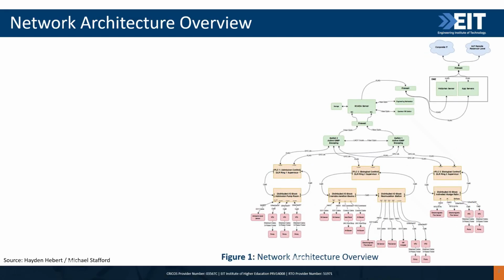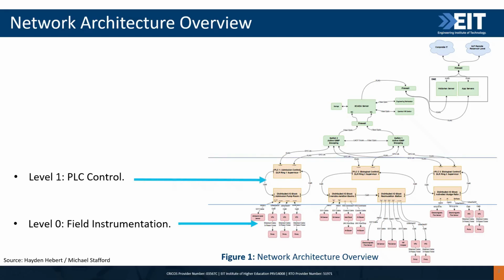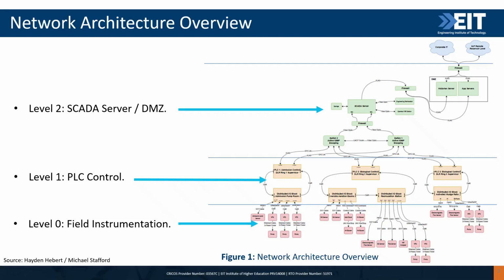Figure 1 shows the various layers involved in our DCS architecture. Level 0 is the field instrumentation. Level 1 is the PLC control network. Level 2 is the SCADA DMZ level. And level 3 is the enterprise level, which consists of the corporate IT and IIoT cloud, which is collecting data from our reservoir level transmitter.